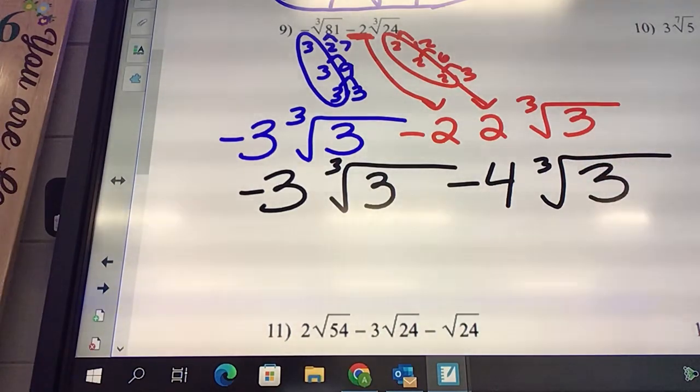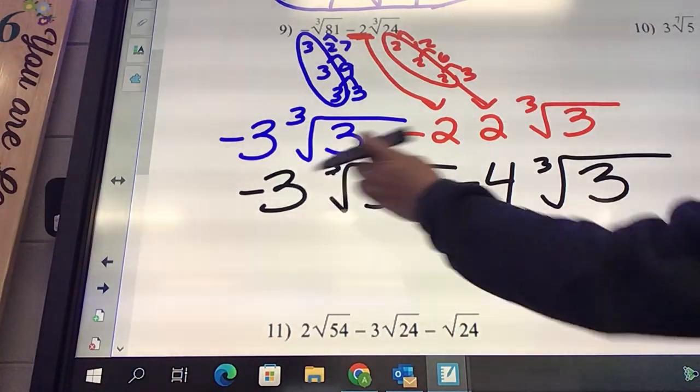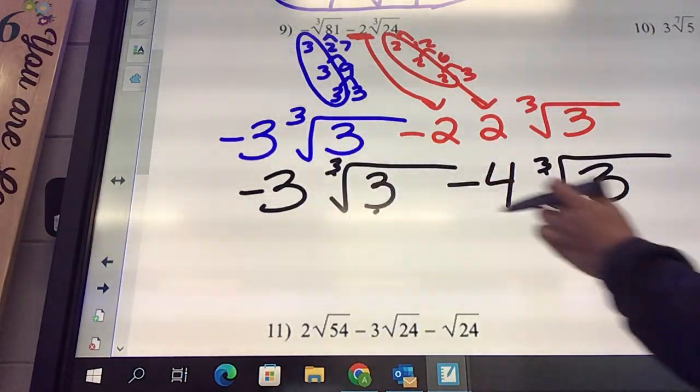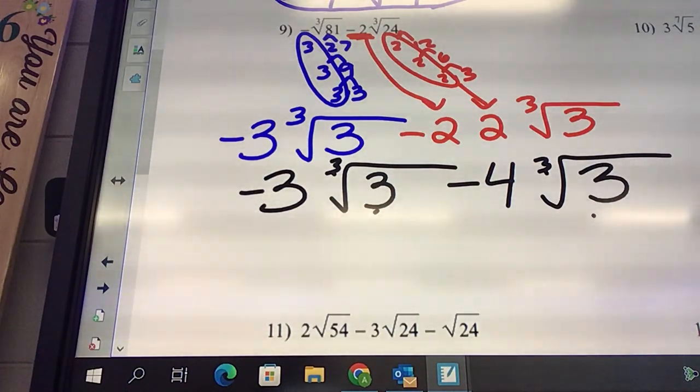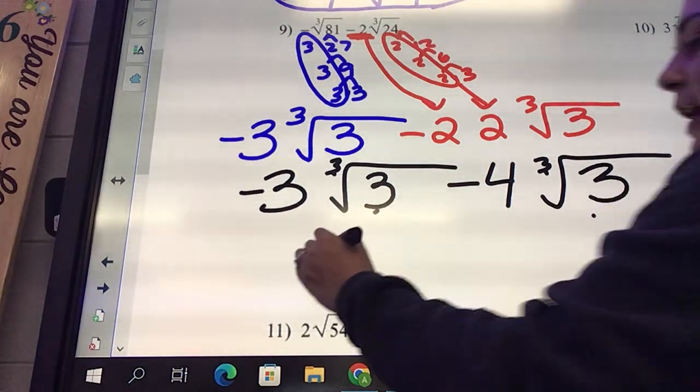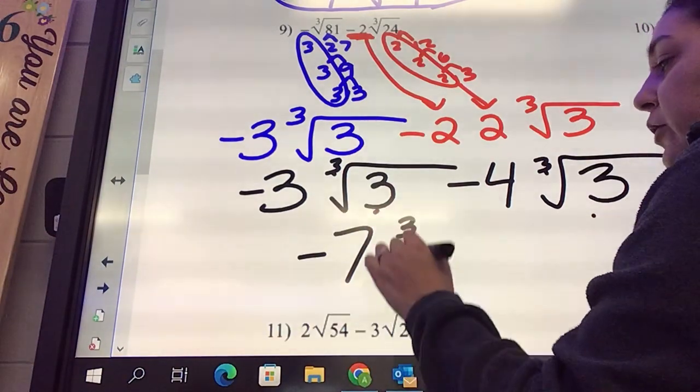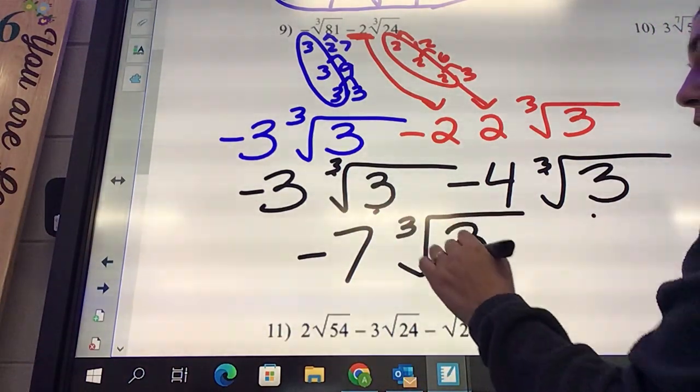I keep saying square root. It's a cube root, I got a 3. Okay, now we can combine. The indexes are the same and the number underneath is the same. So we are allowed to combine. So what is negative 3 minus 4? Negative 7 cube root of 3.